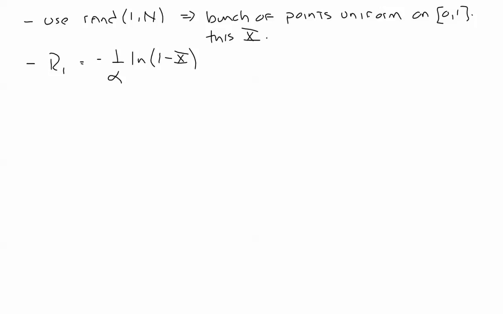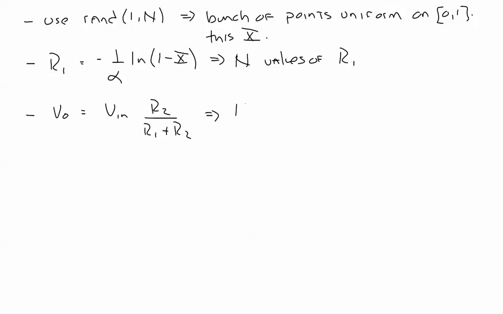All right, this is N values of resistor R1. And then my output voltage is V sub I times R2 over R1 plus R2. I'm going to get N values for my output voltage. And then I'm going to do histogram analysis using the techniques I taught you in the previous lecture. All right?